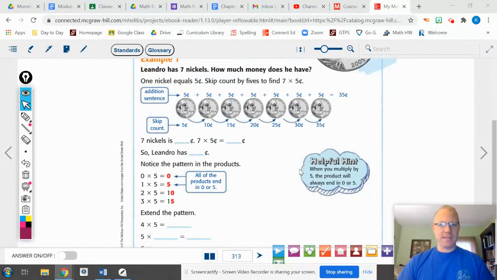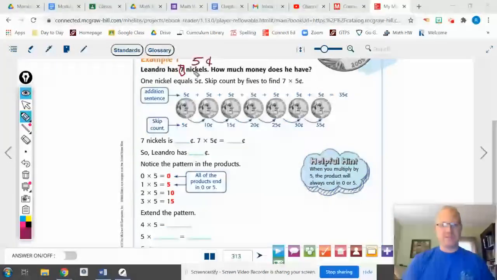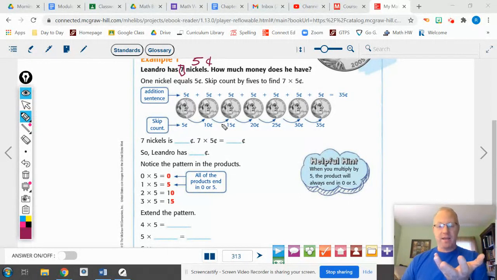So math in my world, example 1: Leandro has 7 nickels. Automatically I want to think that a nickel is worth 5 cents. Since a nickel is worth 5 cents, how much money does he have when he has 7 nickels? If you had 7 nickels in your hand, you might start to count them by 5: 5, 10, 15, 20, 25, 30, 35. You're counting your nickels like that versus saying, I have 7 nickels, each one is 5 cents, so multiply: 7 times 5 is 35.